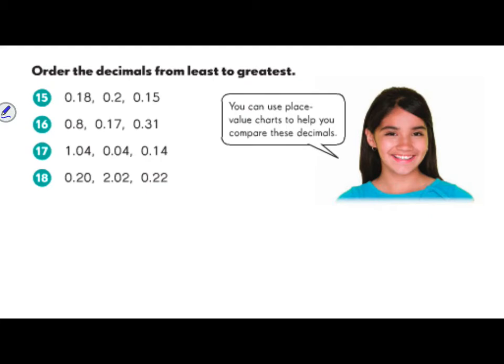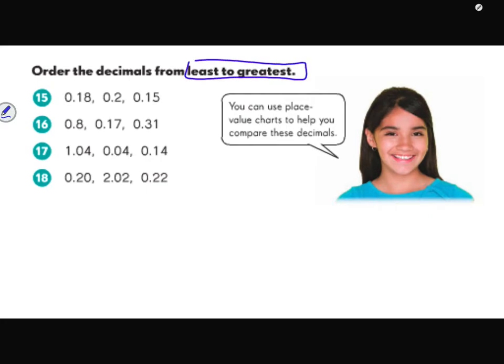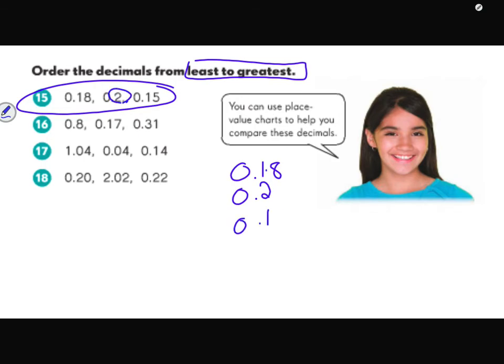Again, the number one thing is read the directions, because sometimes they want you to go greatest to least. Sometimes they want you to go least to greatest. So for number 15, my strategy is to think about place value, and I'm going to stack it. I'm going to put the 2 right here because the 1 is in the tenths place, and this has 2/10, and then I have 15 hundredths. Sometimes I add that 0 there just because I know I have 0 in the hundredths place, and I like to see that.